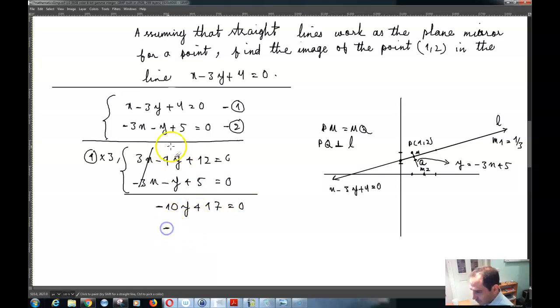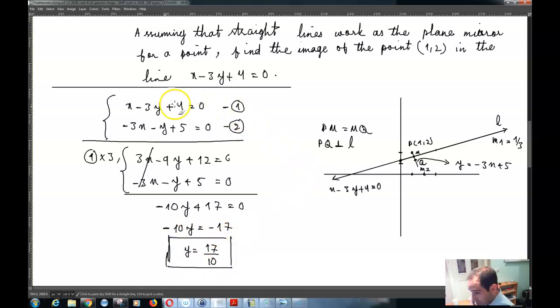And so negative 10y is equal to negative 17. That means that y is equal to 17/10.